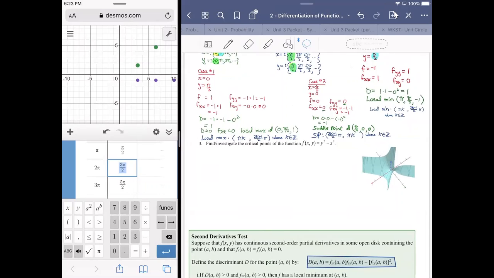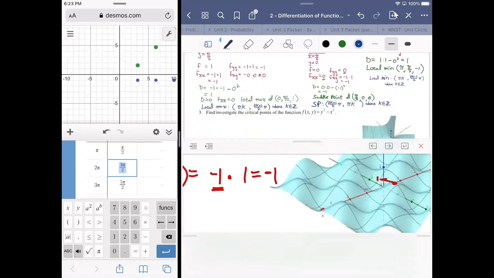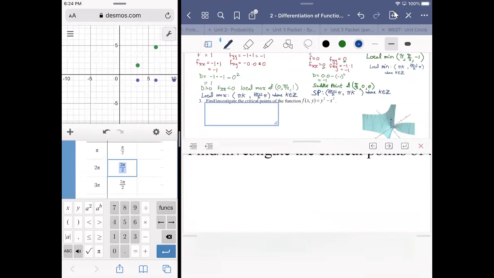Number 3, back to the polynomial-based type relations. So we have f of x comma y is equal to y squared minus x squared. So we get our first order partials. I'm just going to pop it in here. f sub x is negative 2x, f sub y is positive 2y.